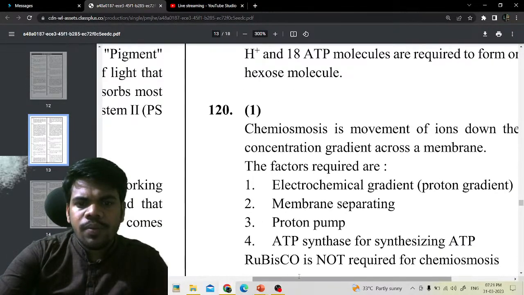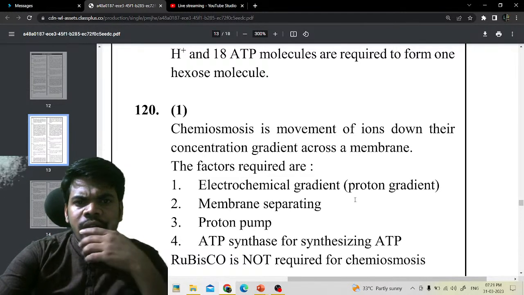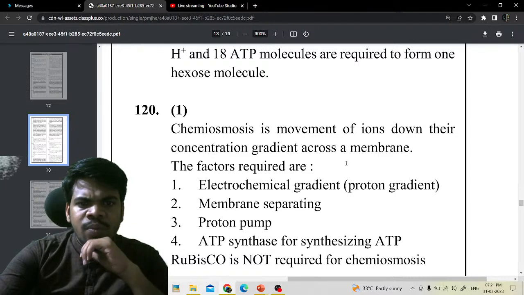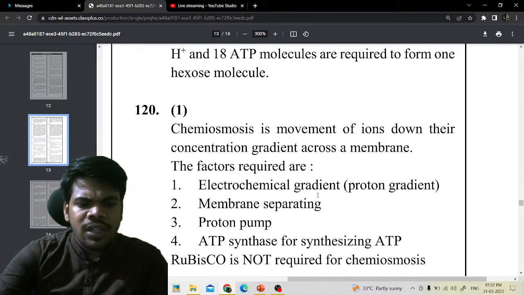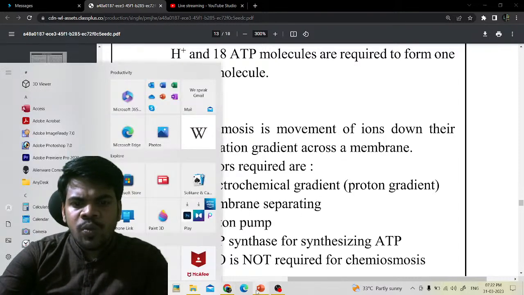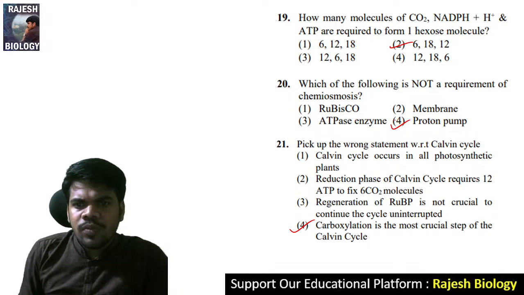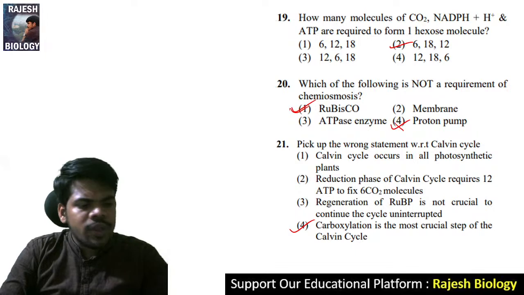Yes, here chemiosmosis is the movement of ions down their concentration gradient across a membrane. The factors required: yes, proton pump is required, but the major key they gave is the wrong answer. Yes, you are right. Option 1 is not required. Rubisco. The answer is 1. Okay, superb.